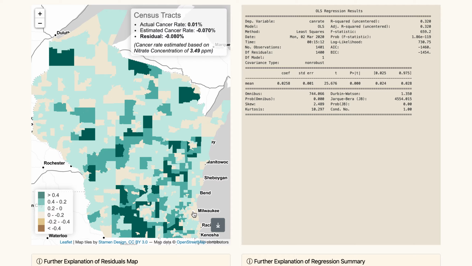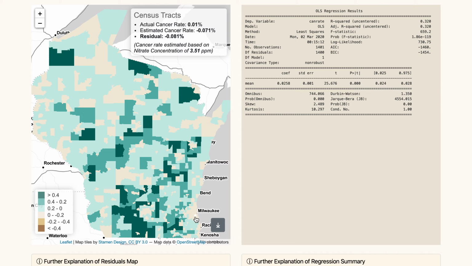I'm okay with missing something for this analysis because we're only using one explanatory variable to try to predict cancer, right? We're only using nitrate concentration in drinking water, and we know there's a bunch of other things that can cause cancer. So I'm actually content with the fact that it looks relatively random, given some exceptions, such as these urban areas, which are kind of consistently underpredicted.